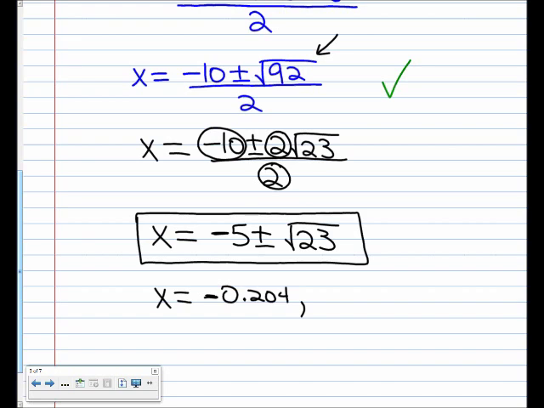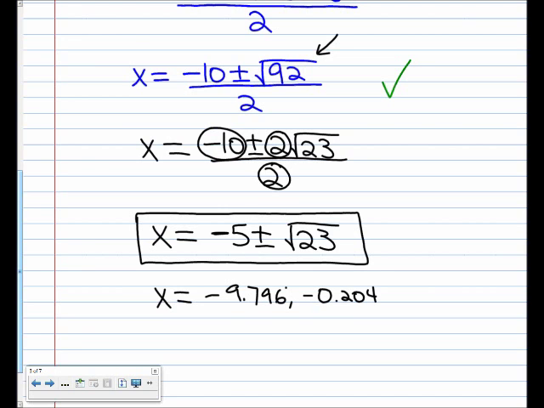Wait, hold on one second. Sorry, technical difficulties. Negative 5 plus the square root of 23. Okay, and that's what I got. All right, so now we do negative 5 minus the square root of 23. So I get both here. There we go. There's the other one. I'll put it in the correct order here. Negative 9.796. And the other one, which was negative 0.204.